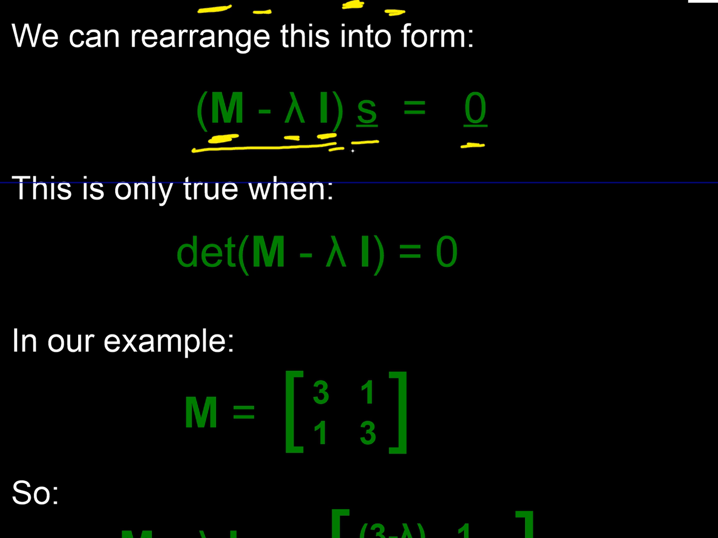Now this is only going to be true when the determinant of our new matrix, our composite matrix here, is 0, yeah? And that's what we're going to use. We're going to use this to find the answer, and we'll work our way through.